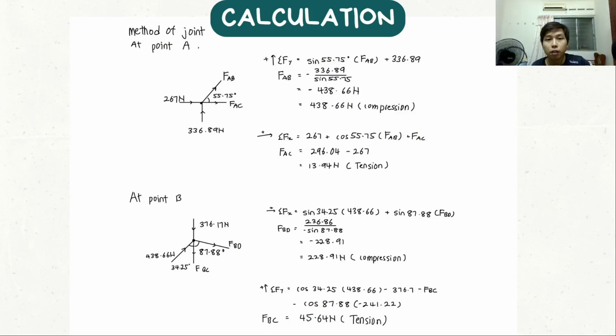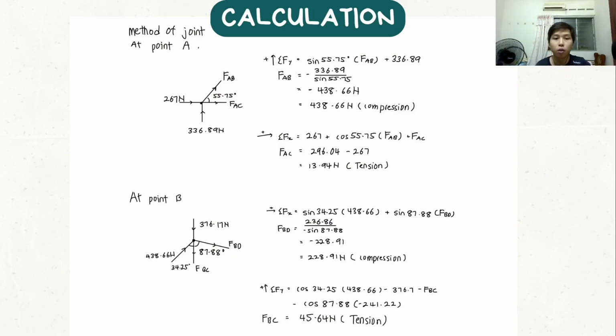To find the force in each member, we need to find two unknowns. So we choose to start at point A. At point A, the force in member AB is 438.66 Newton, which is in compression. And for member AC, we get 13.94 Newton, which is in tension.